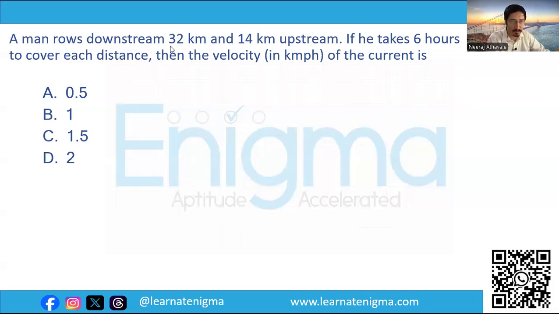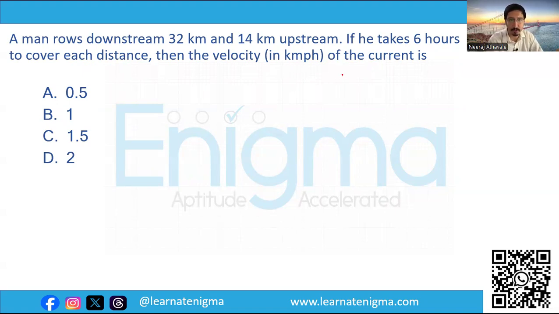A man rows downstream 32 kilometers and 14 kilometers upstream. If he takes 6 hours to cover each distance, then the velocity in kilometers per hour of the current is.